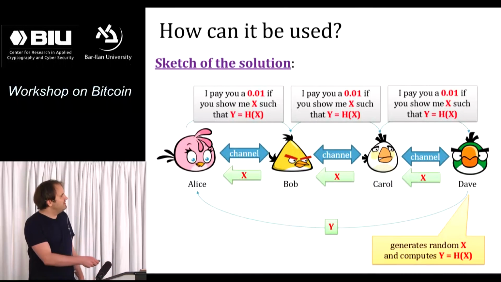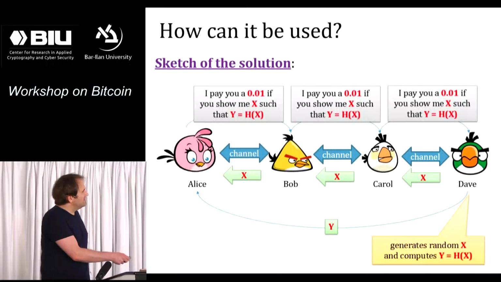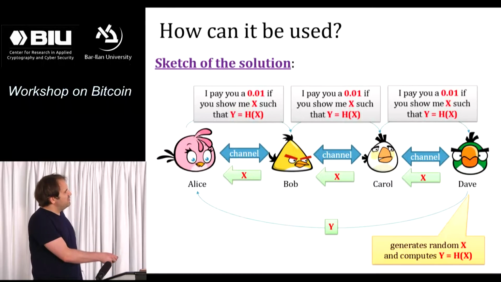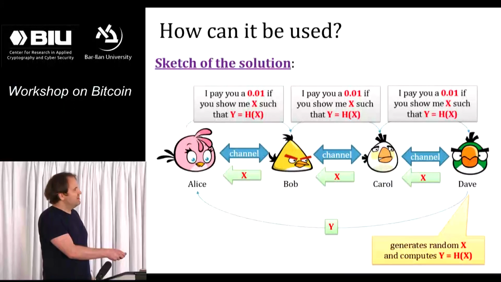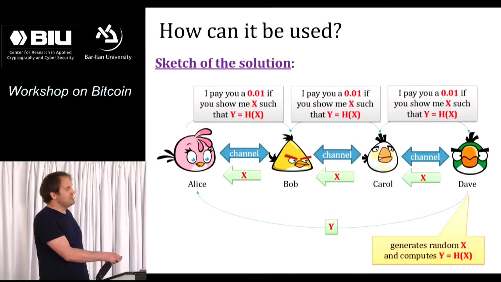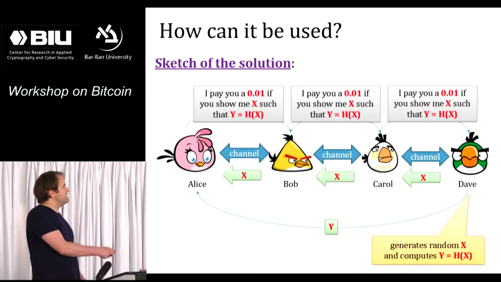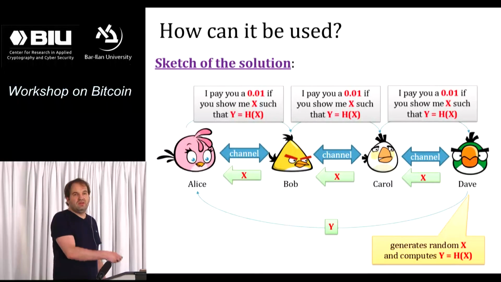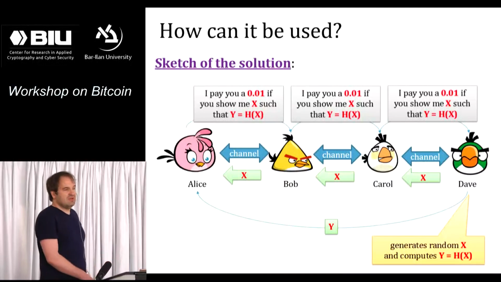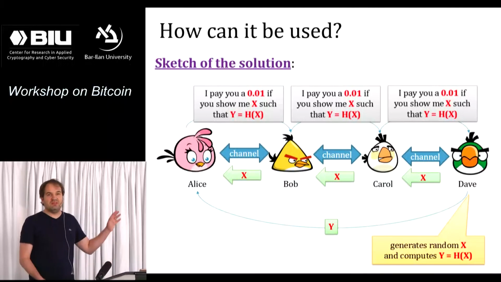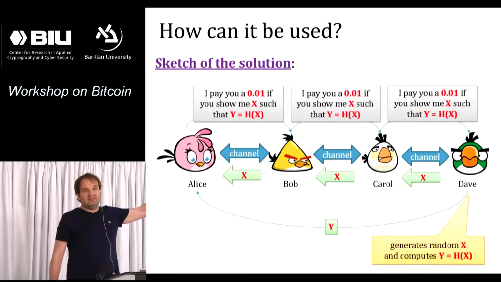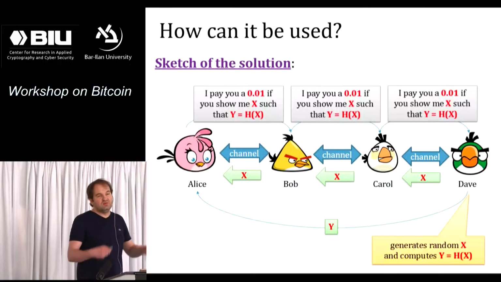So at the end, Carol, for example, will not lose her money unless she learns x. But if she learns x, then she is sure that she can get money from Bob, and similarly with Bob and Alice. I'm skipping many things here, but this is basically the idea. You use this hash lock to guarantee that nobody can cheat anyone.